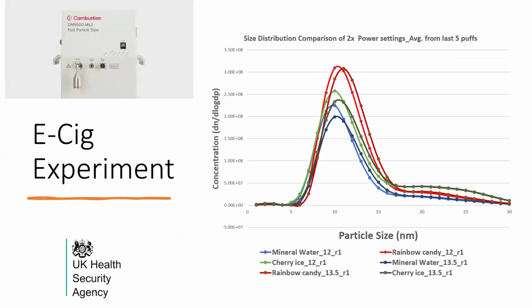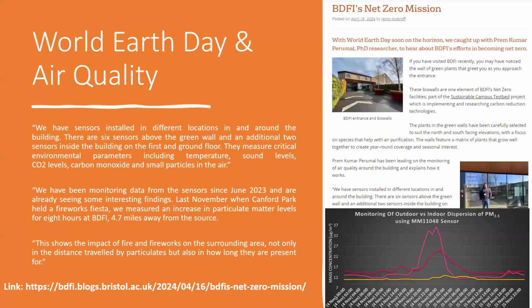So this is the size distribution of two power settings used in vapes with 3 different flavors, and each different flavor has the same components, but the only difference is the concentration of the nicotine source. The nicotine source will be different, and also the flavoring agents are different. But that gives you a difference in the concentration and a bit of size distribution as well.